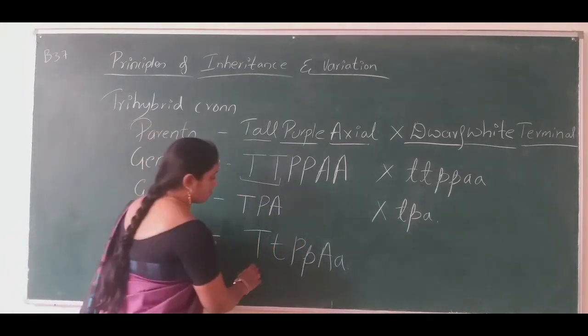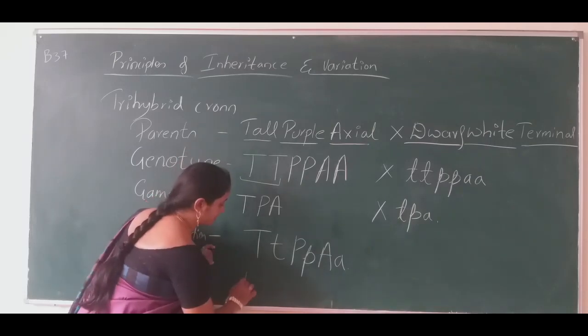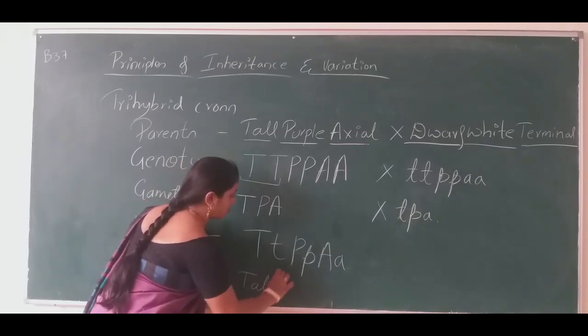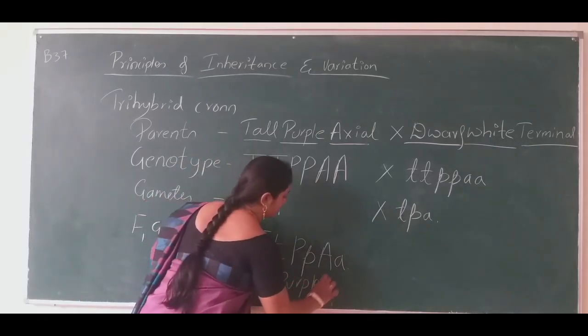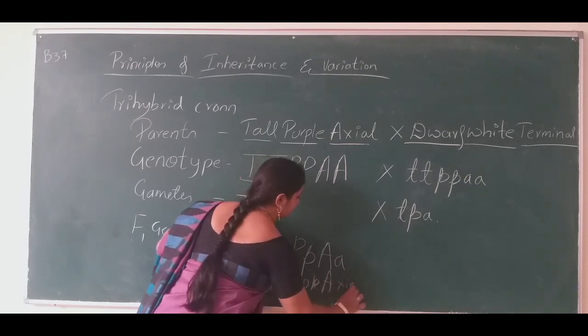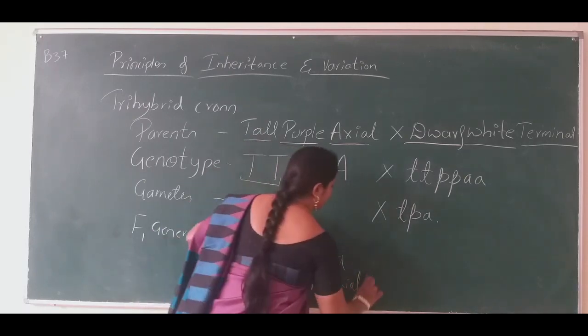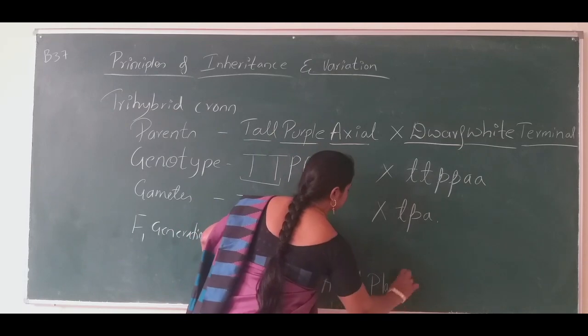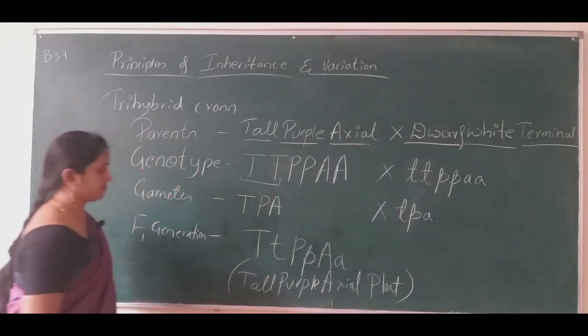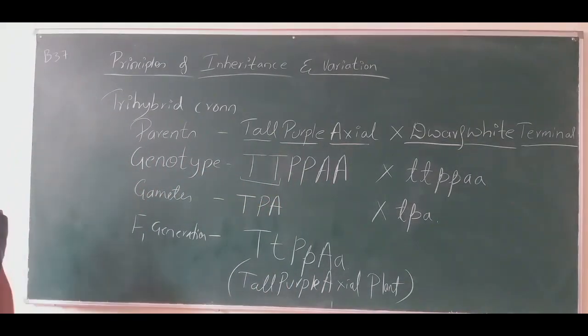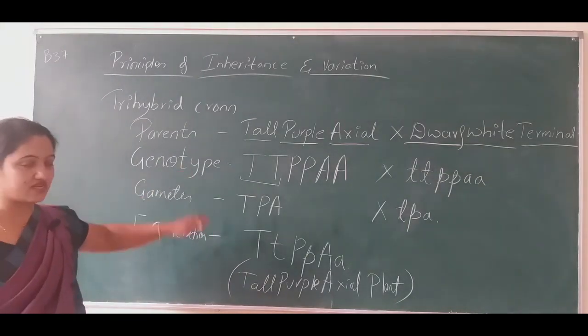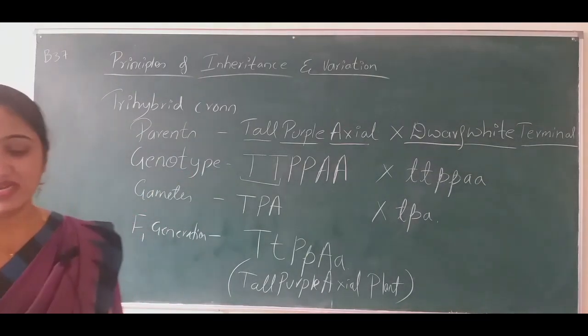So what you have to write here? You have to write here like tall, purple and axial plant. Put it in a bracket. Okay, so that's all about the F1 generation of the trihybrid cross.